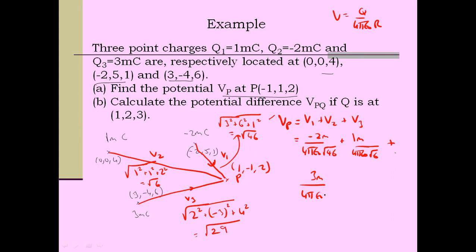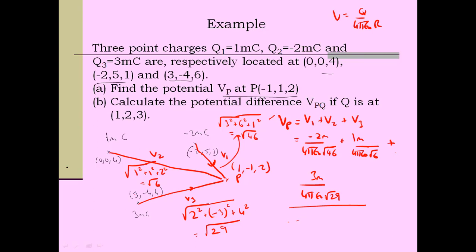Okay, so we have a distance from the 3 millicoulomb charge to the point P. That should be your total potential calculated at the point P due to these 3 point charges. So I left this for you to calculate, the amount of potential.